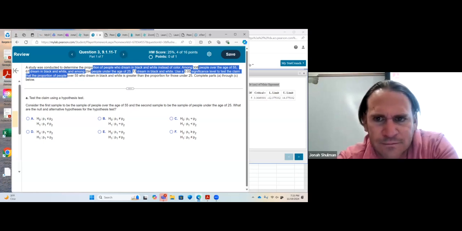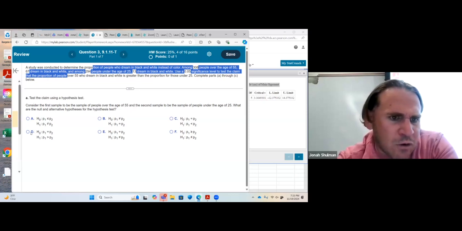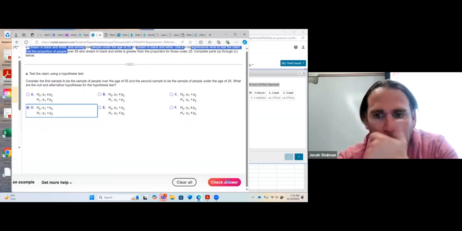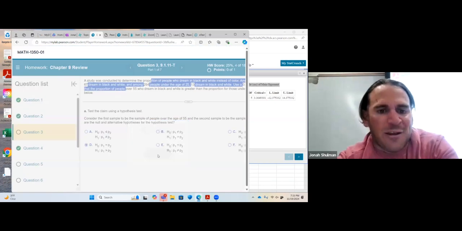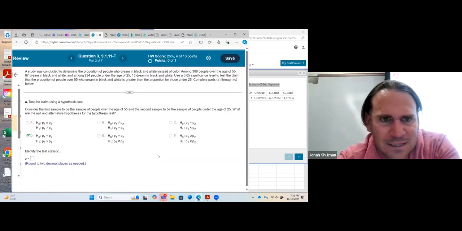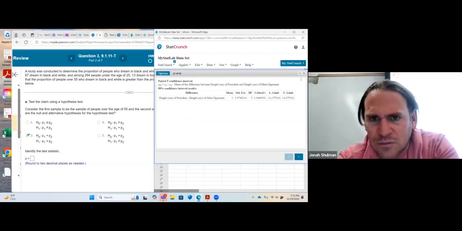So here we go. The first one would be that they're equal, and we're talking greater. So equal and greater, I'm going D. Let's see if that's correct. Cool. I need the Z statistic, so I'm just going to run it.